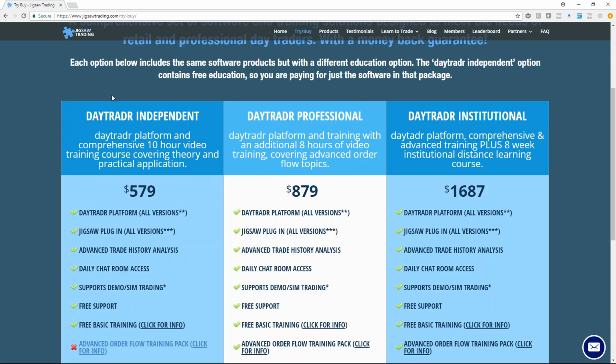So if you already have technique, your long-term analysis, and you're just looking to refine, it's the independent or the professional. If you're throwing your hands in the air, tearing your hair out and about to give up, then that's what the institutional's for. And you can obviously upgrade between them if you buy one and then want to move later. I hope that makes sense.